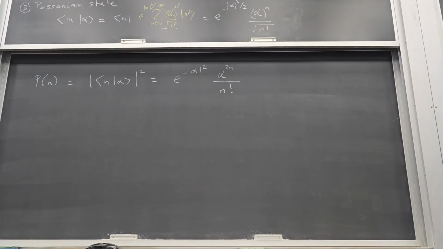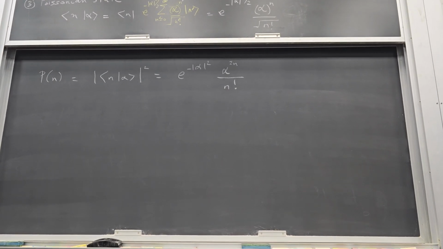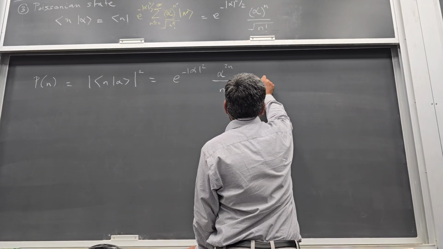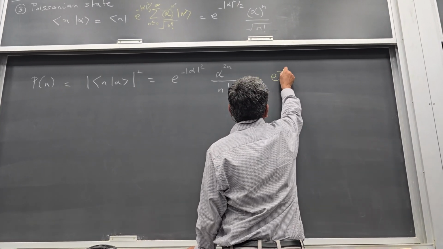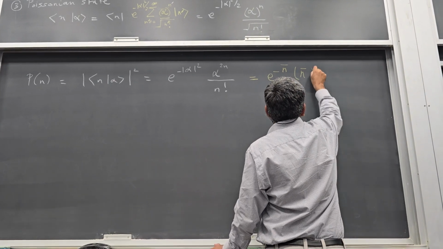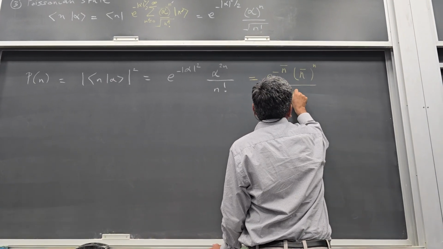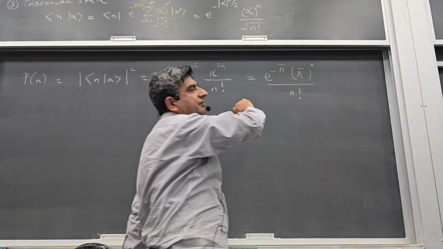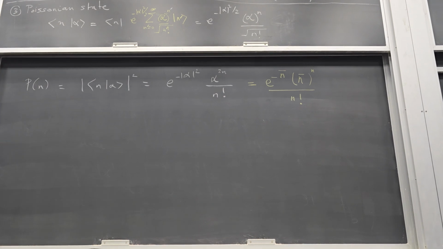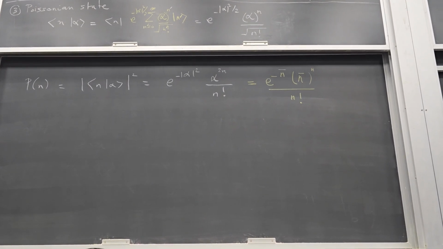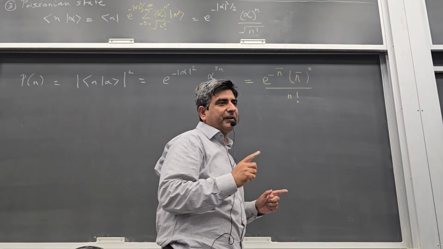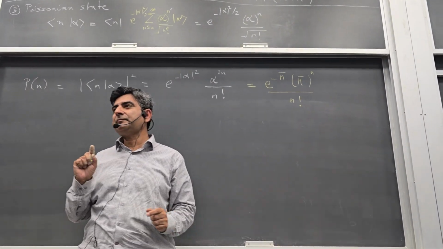But what is |alpha| squared? |alpha| squared is n average. So this becomes e raised to the power minus n average, n average raised to the power n, over n factorial. This is a Poissonian distribution. This is how we define a Poissonian distribution. And go home, plot this distribution for various values of n bar as a function of n.